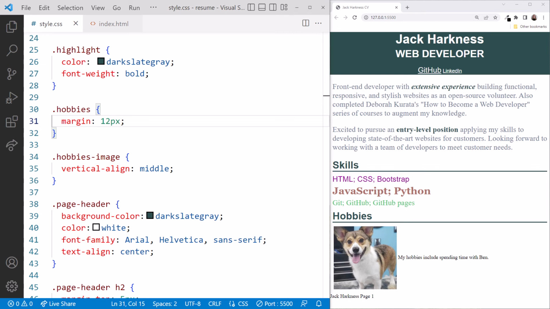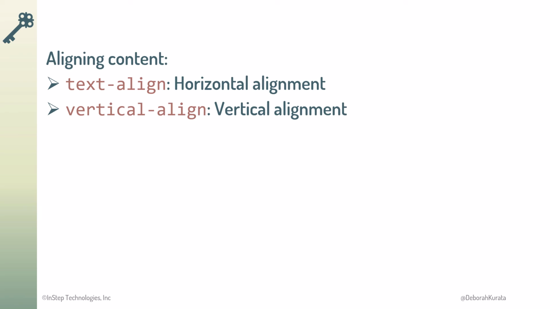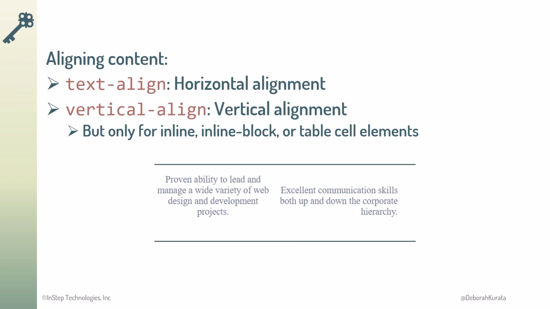Let's go back to the slides. So, for aligning content, we use text align for horizontal alignment and vertical align for vertical alignment. But keep in mind that vertical align only works for inline block, or table cell elements. Here are two examples for your reference.